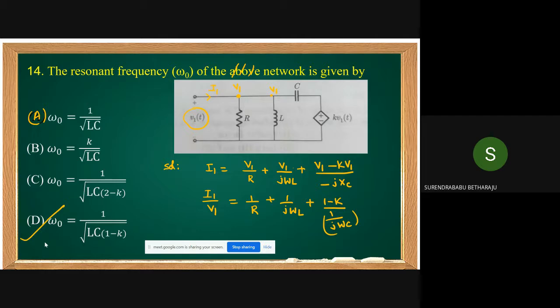Not only this circuit, sir. If any circuit is given, if it is a series circuit, better to calculate the impedance and equate the imaginary term equal to 0. If it is a parallel circuit, you calculate the admittance and equate the imaginary term equal to 0. Then we can get the condition for resonance, and we can get the resonating frequency expression. Any doubt?